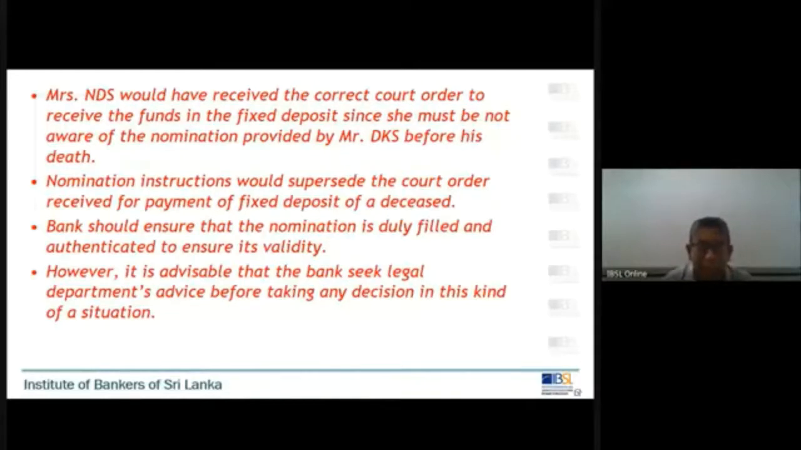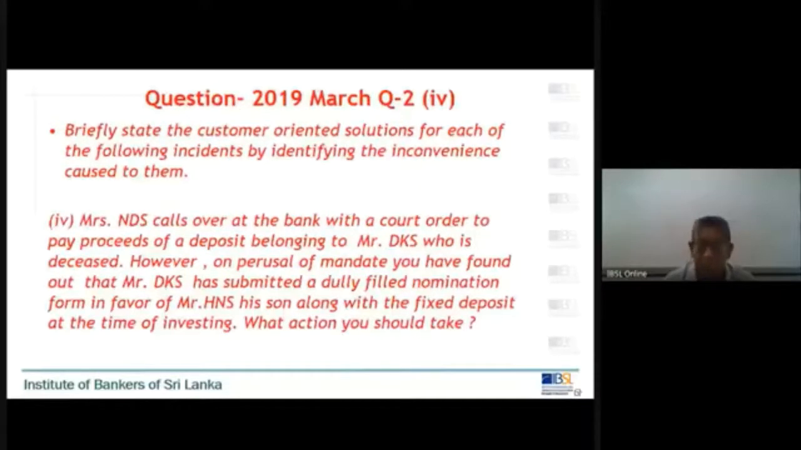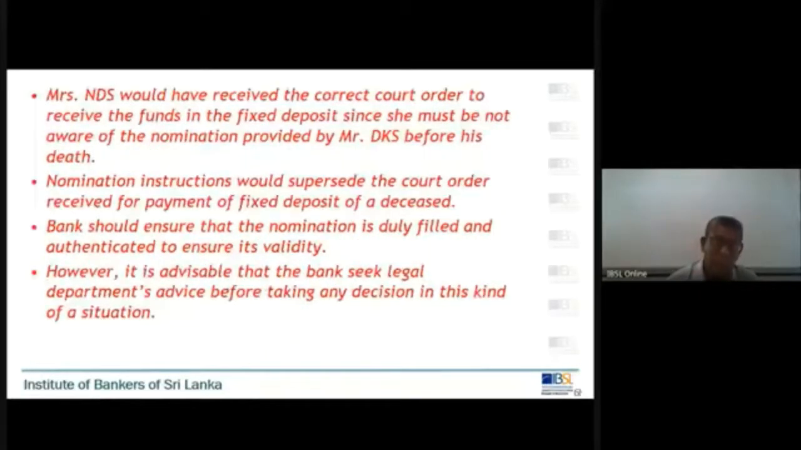That is why the case said there's a specific word here: Mr. DKS has submitted a duly filled nomination form. That means he has correctly done these nominations, right? That's the important thing. As a manager, we need to see whether his nomination has been correctly filled with all the information pertaining to the FD account number, the nominee's ID number, and that all things are correct and also endorsed by the manager and included in your register. Usually you have a register, right?